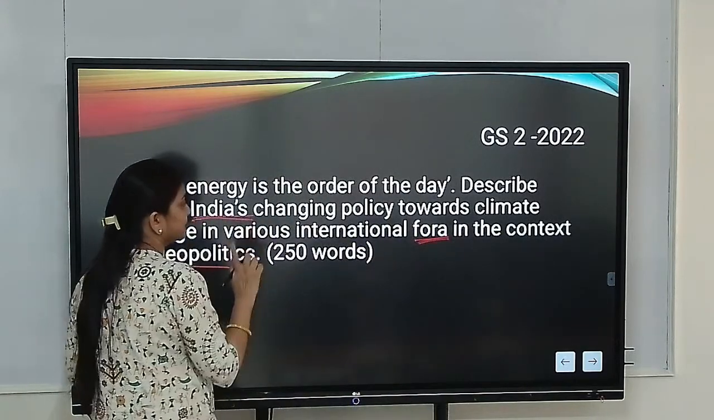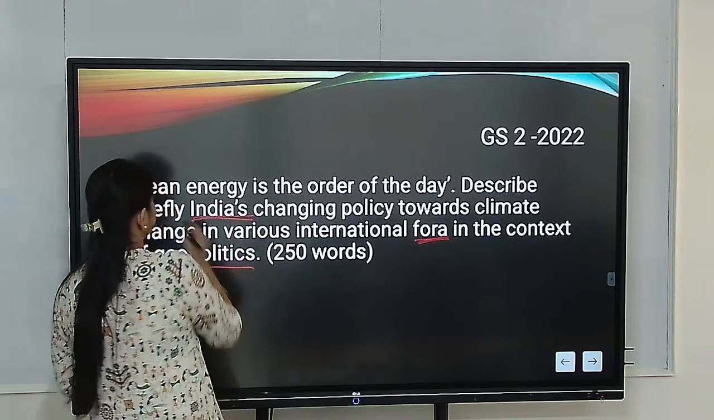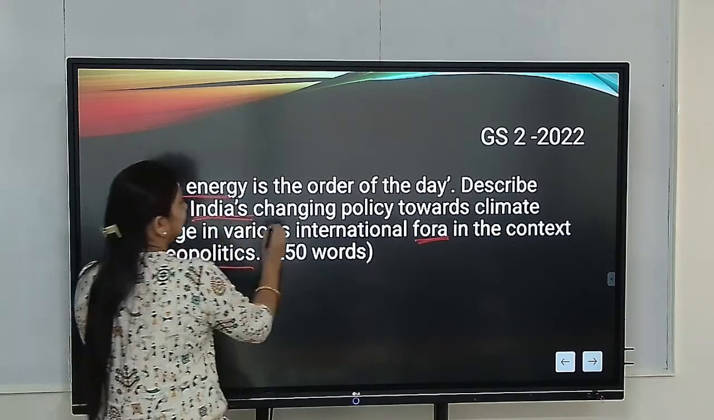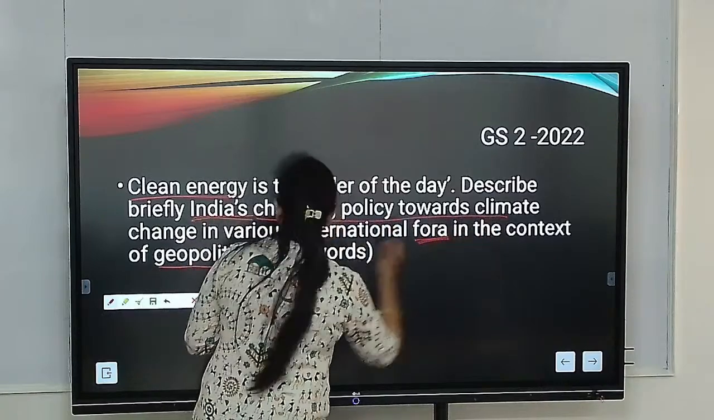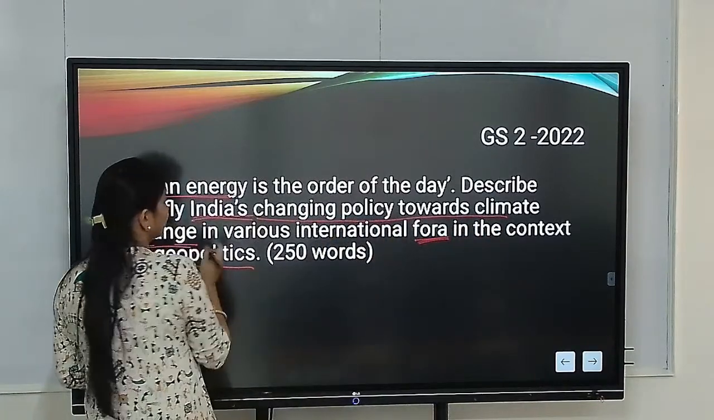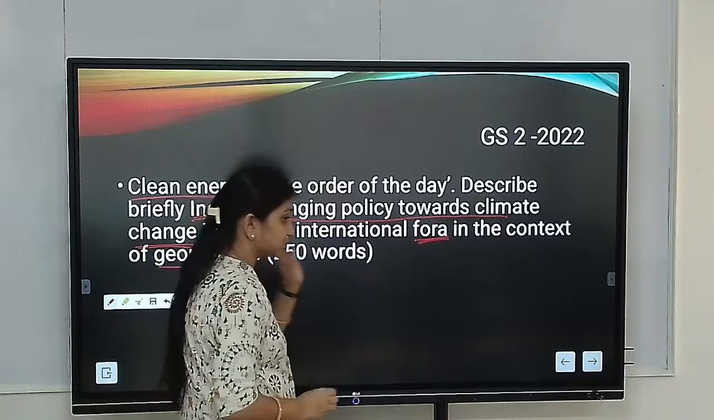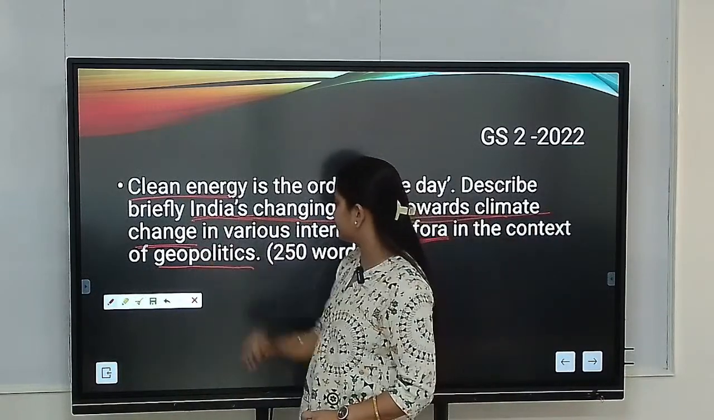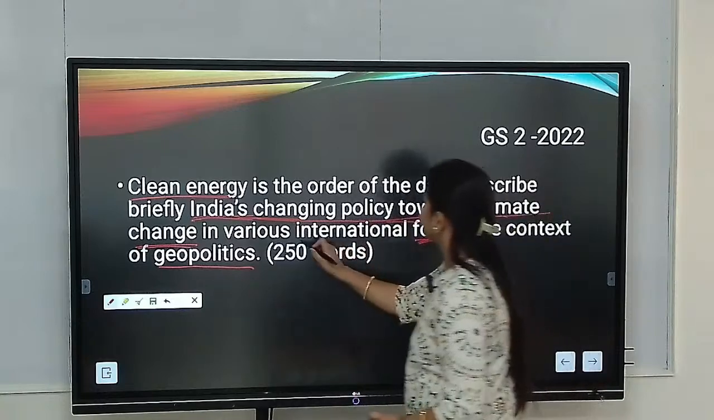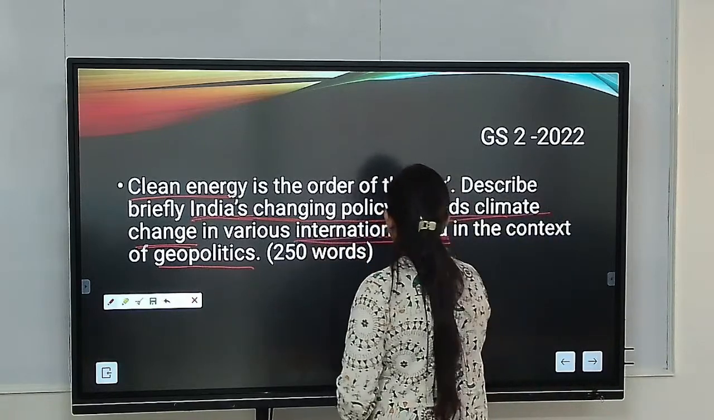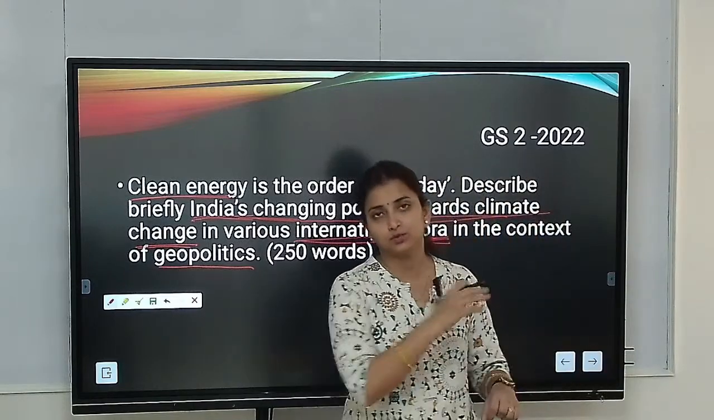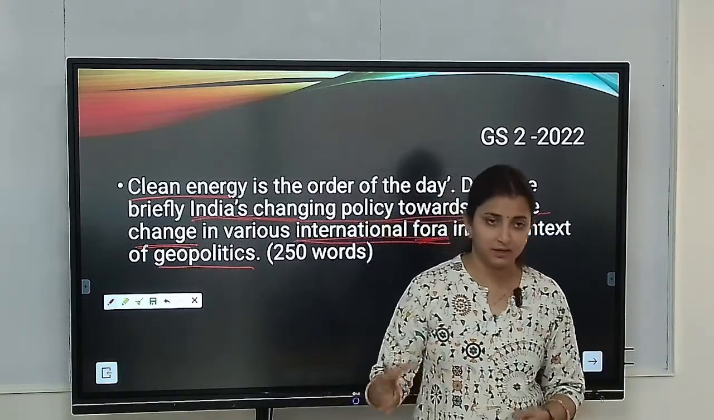So in the second reading, we are looking for keywords. In the first statement, clean energy is the keyword. In the second statement, India's change in policy towards climate change. Okay. So we need to address this part. What is the change in policy towards climate change? That we need to address. And in various international fora. So we need to give examples with respect to international fora. In this forum, India took this stand. In that forum, India took that stand. That is how we need to move in the body.